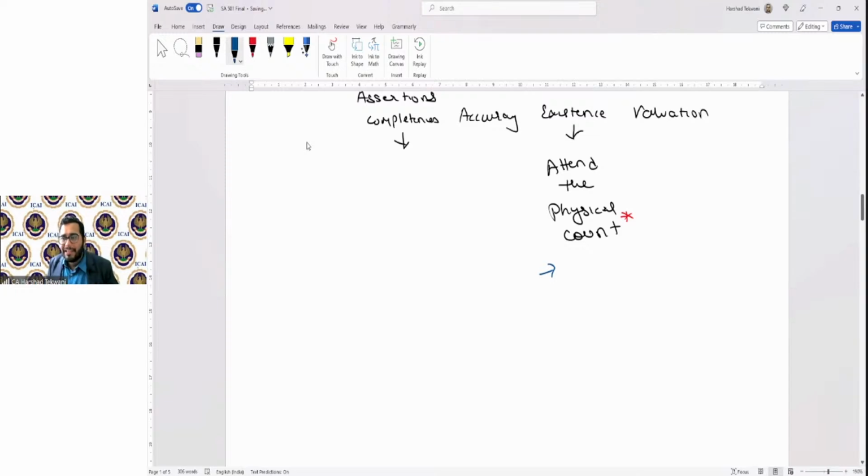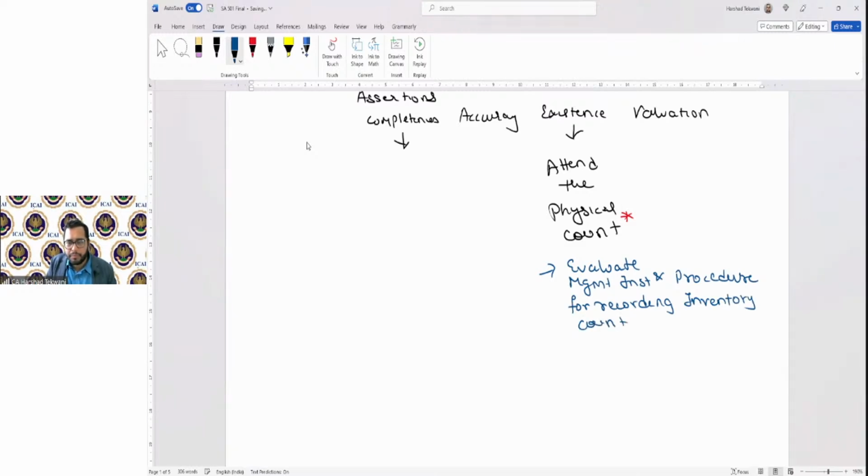What I do in the physical count is I will evaluate the instruction that is given to the management. Management was told, please do not count these 10 inventories because there is a problem, or these are not present, or these are obsolete inventory. So do not count these. Just avoid, don't tell anyone. What if the instruction contains these types of details, in coded words? So I will evaluate management's instructions and procedures for recording the inventory count, physical inventory count. I'll observe the performance of count.